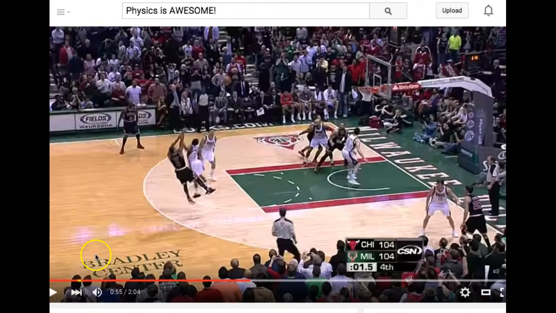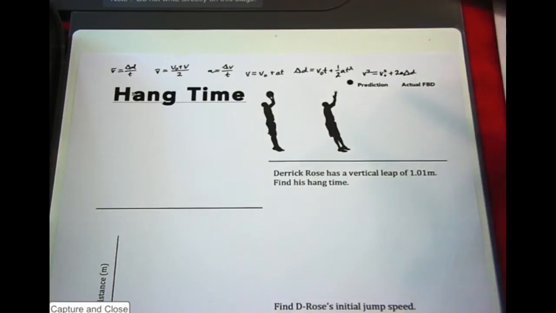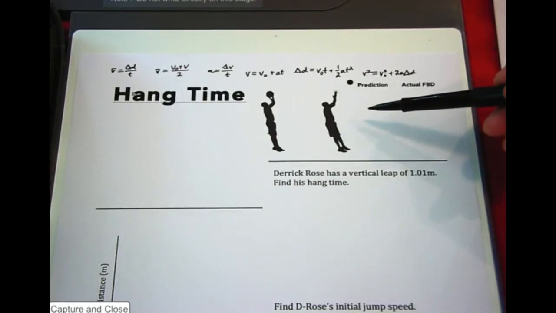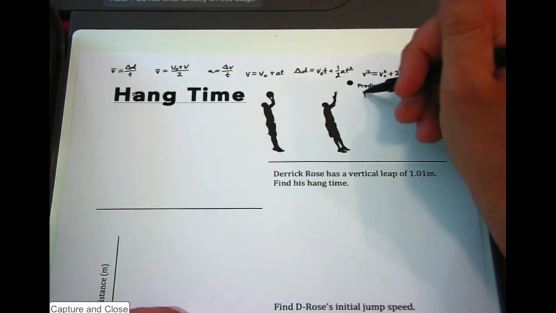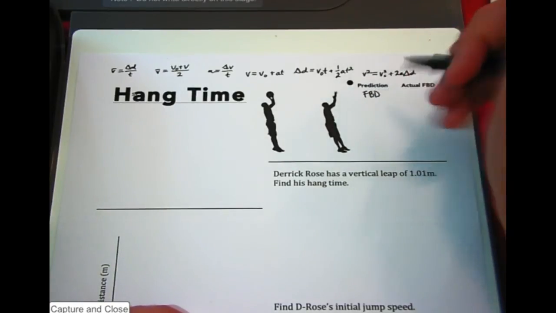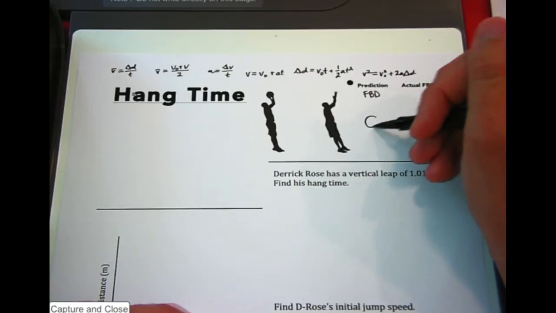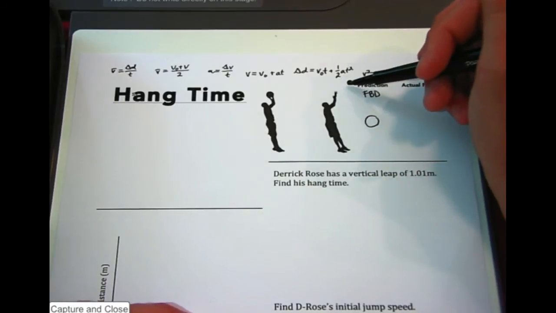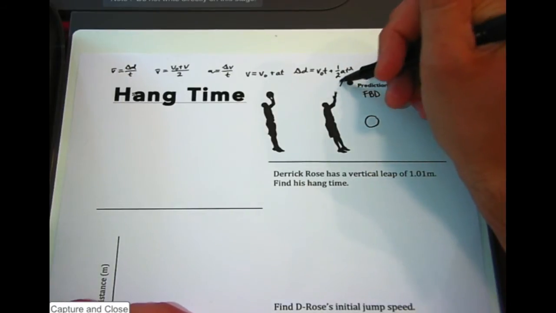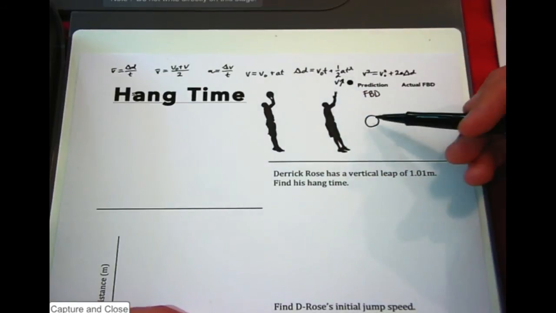All right, so at this point, the ball's been launched upwards, and the ball is right here. And what I want you guys to do is on your target sheet, I want you guys to draw a free body diagram prediction of what you think the forces are that are acting on the ball. And so the ball has left Derrick Rose's hands. It is traveling upwards, so it does have a velocity. What are the forces acting on the basketball?